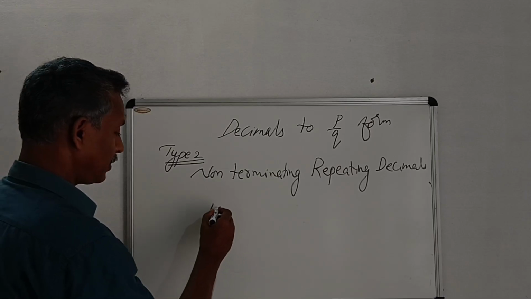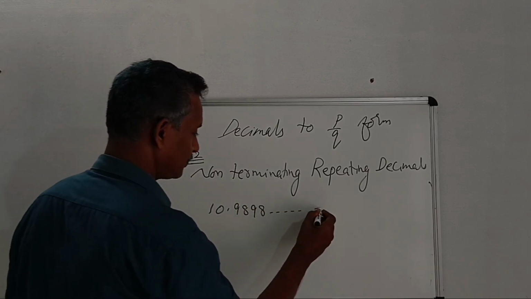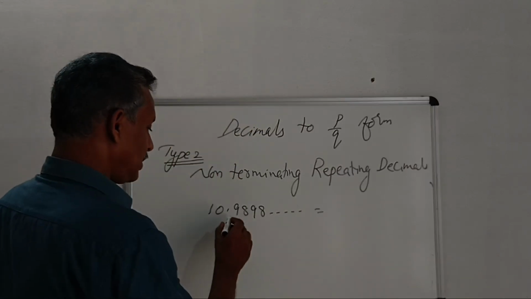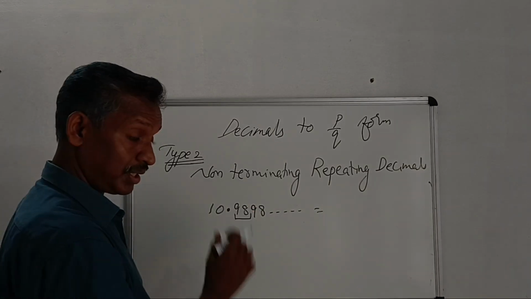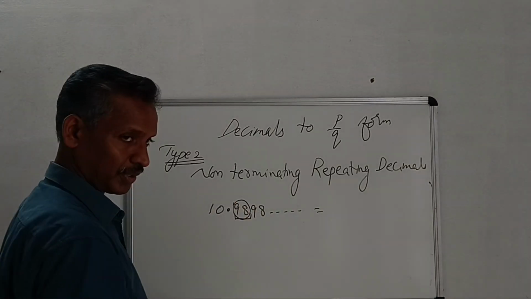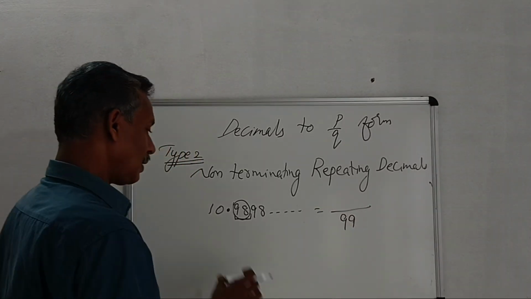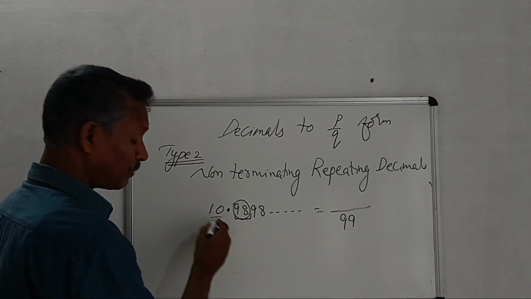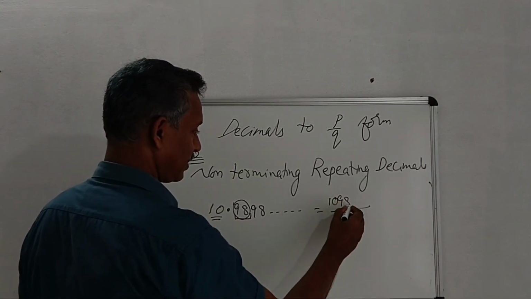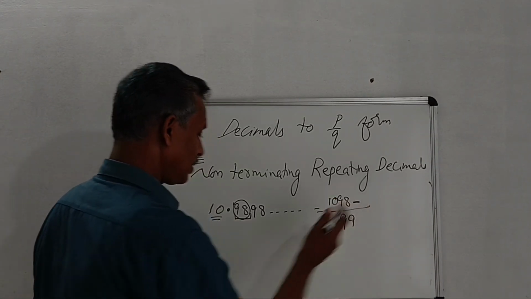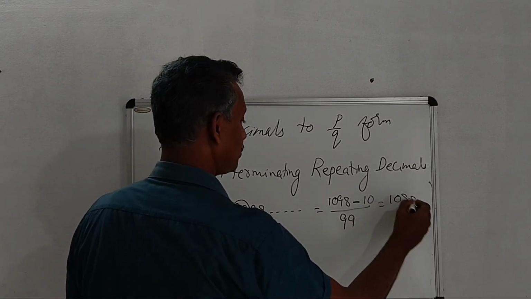Okay, 10.9898 dot. So how many digits after the decimal point are repeating? That is 9898. That means a group of two digits are repeating. If a group of two digits are repeating, two nines you have to write in the denominator. And you have to write whatever is before the decimal, and the repeating group, 98. And subtract what is before the decimal, 10. 1088 by 99.